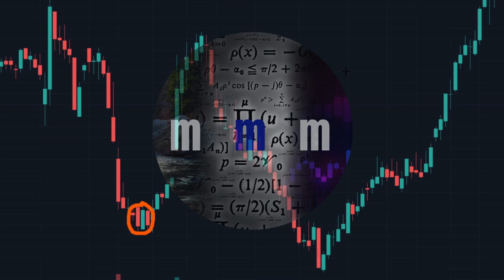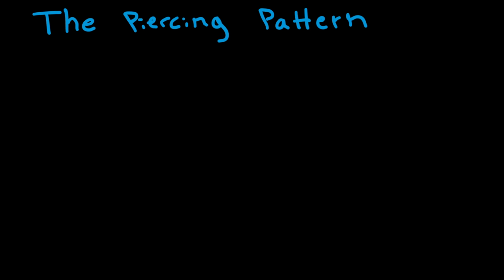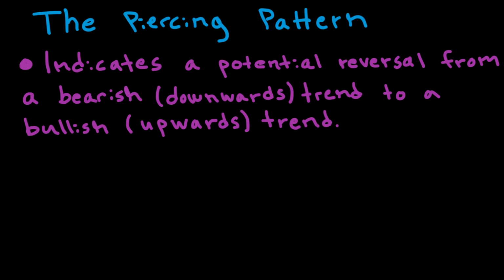Alright, so first of all, let's zoom in here and take a look at the pattern. The piercing pattern, what does it actually mean? Well, the piercing pattern, or the bullish piercing pattern, indicates a potential reversal from a bearish, that is a downwards trend, to a bullish, or upwards trend. So it is a so-called reversal pattern.